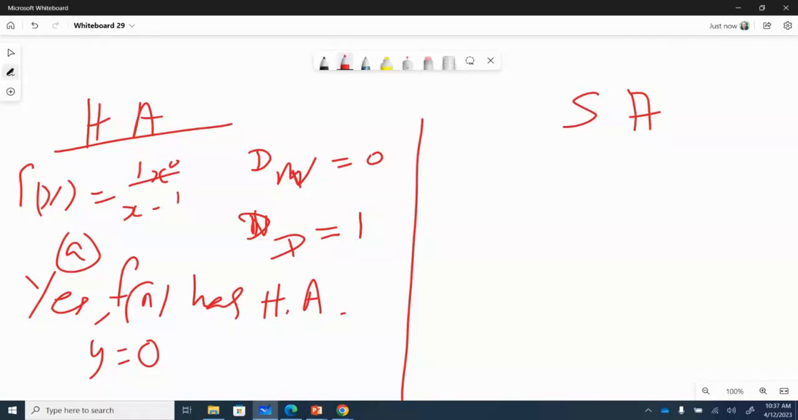And there is a vertical asymptote in this one. We already talked about vertical asymptote. What is the vertical asymptote in that? There's a horizontal asymptote.